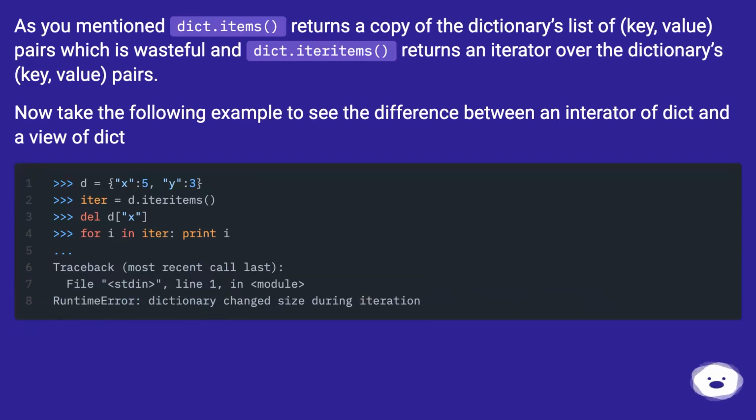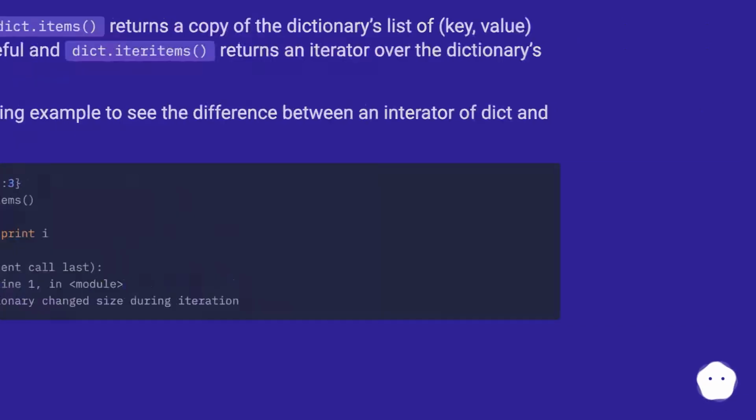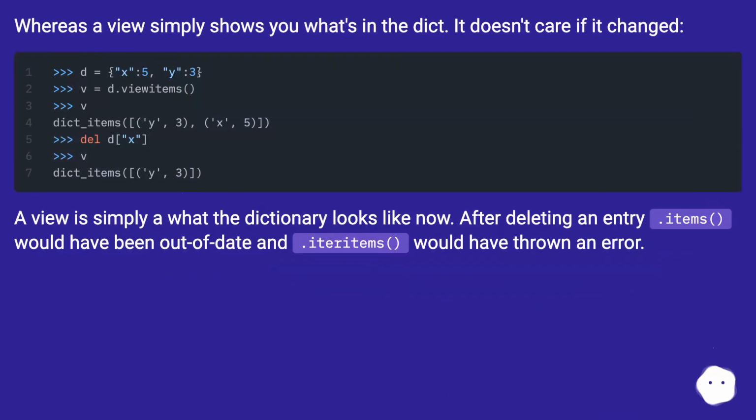As you mentioned, dict.items returns a copy of the dictionary's list of key, value pairs, which is wasteful, and dict.iteritems returns an iterator over the dictionary's key, value pairs. Now take the following example to see the difference between an iterator of dict and a view of dict. Whereas a view simply shows you what's in the dict. It doesn't care if it changed. A view is simply what the dictionary looks like now. After deleting an entry, .items would have been out of date and .iteritems would have thrown an error.